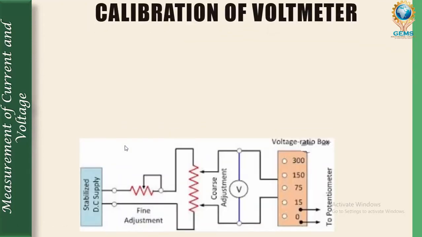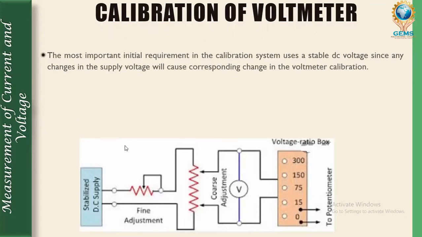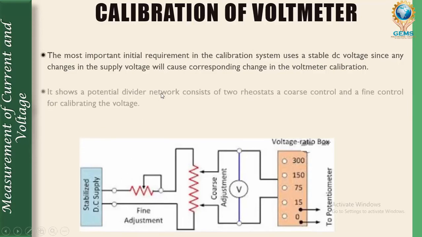And next is calibration of voltmeter. Calibration of a voltmeter is very essential because we know the supply voltage is not going to be constant. It is subject to change. It is not stable. So to find out the change in the supply voltage, we need to calibrate the voltmeter also.